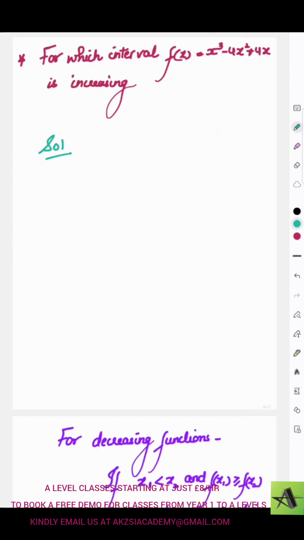And here the gradient is 0, or I can say the point is neither increasing nor decreasing, so it's called a stationary point. Now the next question says, for which interval f(x) equals x cubed minus 4x squared plus 4x is increasing.